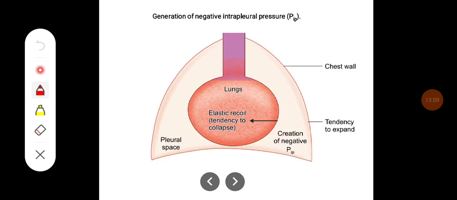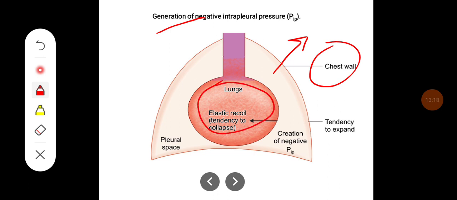So this is how the negative pressure is created. The chest wall always tries to move in an outward direction, and the lung, by virtue of its elastic tissue, tries to collapse. That is why the intrapleural pressure is always negative, and it becomes more negative during inspiration. The chest cavity tries to move in the opposite direction to the lung.